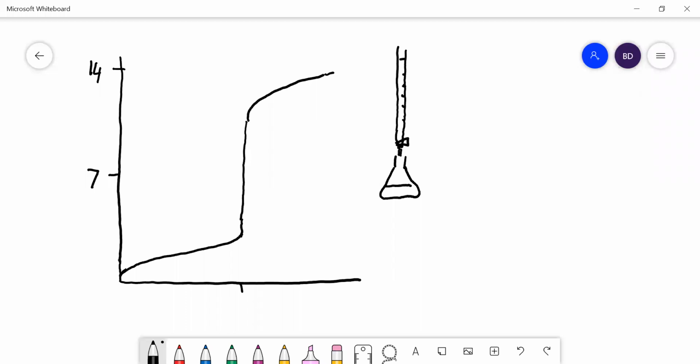We've had a look at a titration curve. This is what happens if you get a strong acid like HCl. So you've got HCl in there, and you run sodium hydroxide into it. You get this curve here. So here's the pH, and here's the volume of NaOH added.